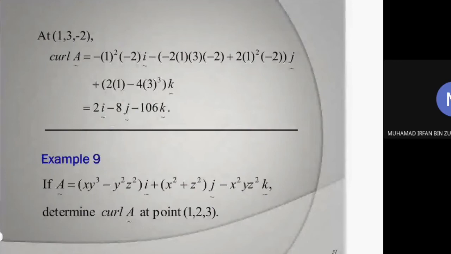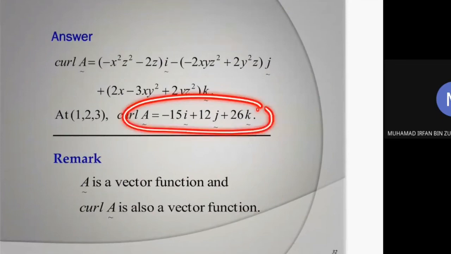Simplify this, and then at (1, 3, -2), just substitute the values x equal to 1, y equal to 3, and z equal to negative 2 into your curl A. Then you get this vector. So divergence is a dot product, so you get a scalar, and the curl is a cross product. Your final answer will be a vector: 2i minus 8j minus 106k. This is the answer for example 9.